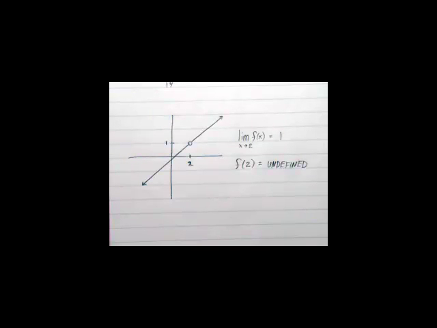1. Am I ever really getting there? No. But am I approaching it? Yes. So the limit does exist. The limit is equal to 1. The value of the function doesn't exist there. That's the difference between a limit and actually evaluating a function.